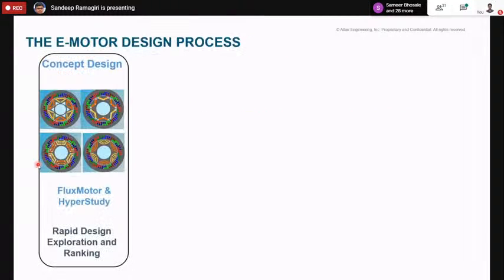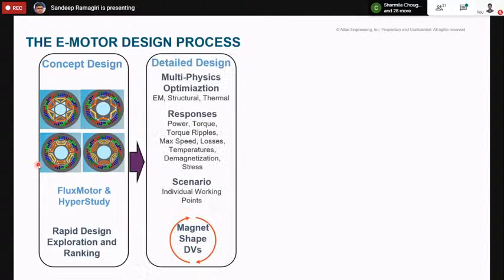As I said, first is the concept phase. You can see here we will be using Flux Motor and HyperStudy, which I have mentioned. These are the simulation technologies to quickly target the design. In the detailed stage, we will do the electromagnetic, structural, and thermal simulations and responses. You can see here power, torque, torque ripple, maximum speed, losses, temperature, and demagnetization. And we will also do the stress analysis in the detailed stage.